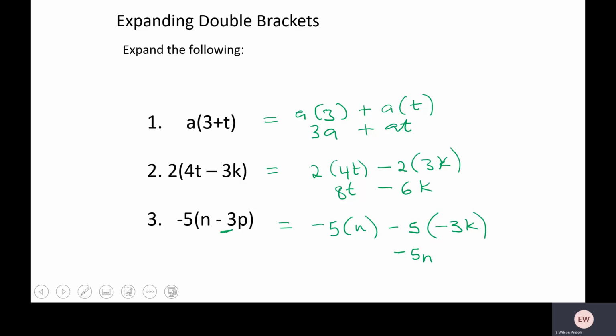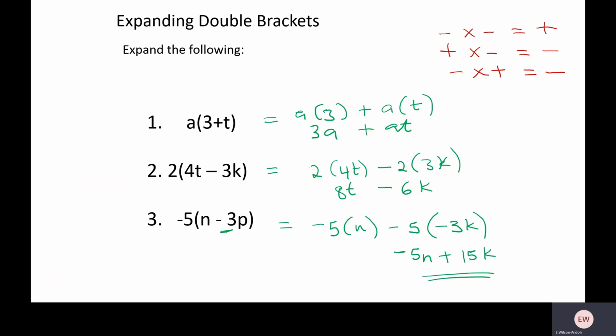And we know when we are multiplying the signs, negative times negative is equal to positive. Positive times negative is equal to negative. And negative times positive will give us negative. So in this case, we are multiplying negative 5 by negative 3, so we are going to have a positive sign. So this will give us plus 15K as our answer.